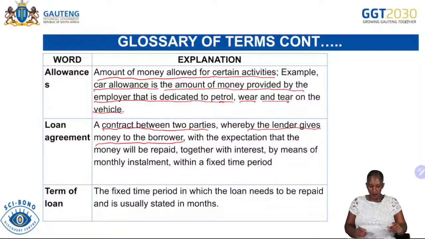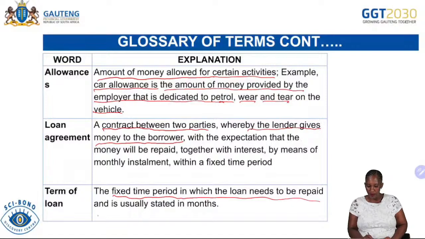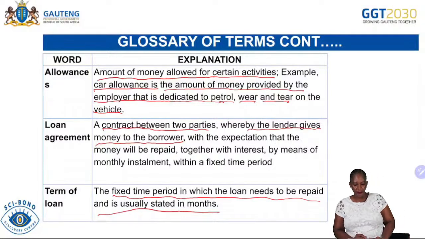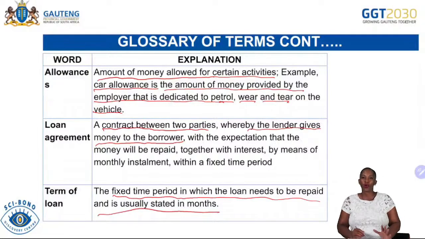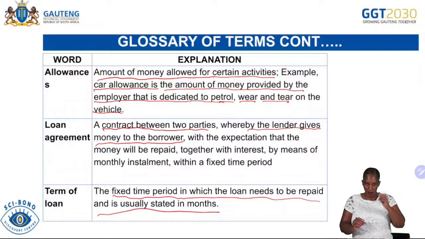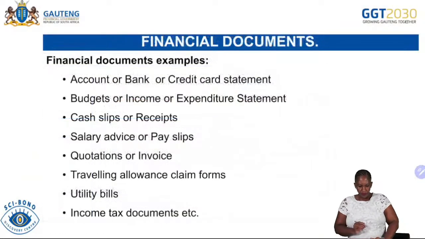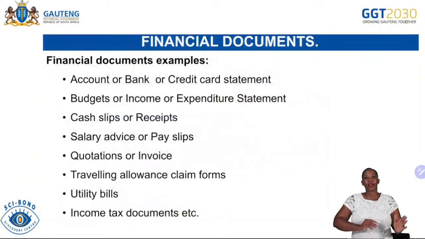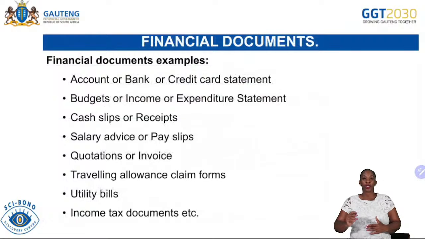So now remember, we said the term loan. The term loan is a fixed time period in which a loan needs to be repaid, and it is usually stated in months. I've already explained that. I don't need to go back to explain it again, but you'll see when we do the loans, then where it comes in, you'll understand it better there. Now, boys and girls, we are done with the terminology on financial documents.